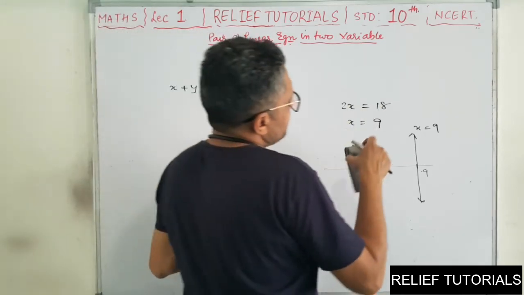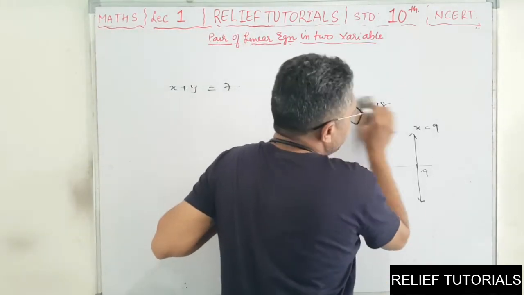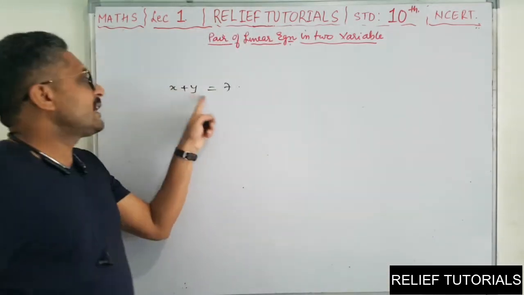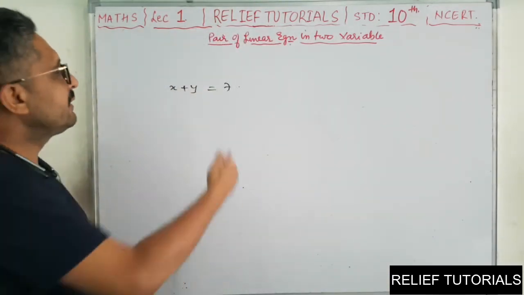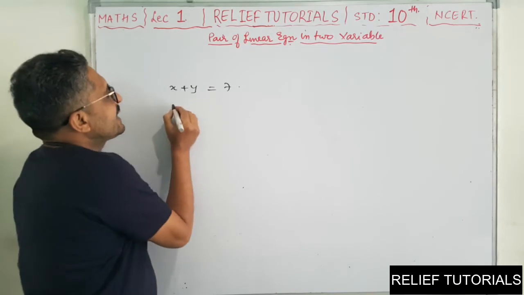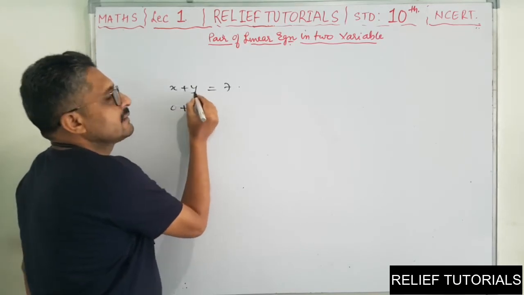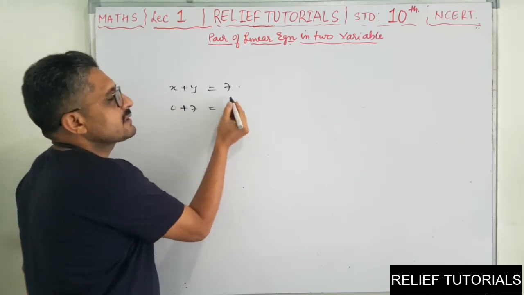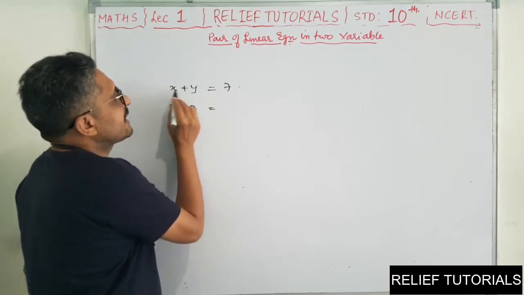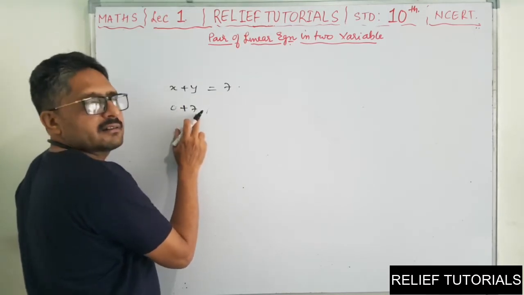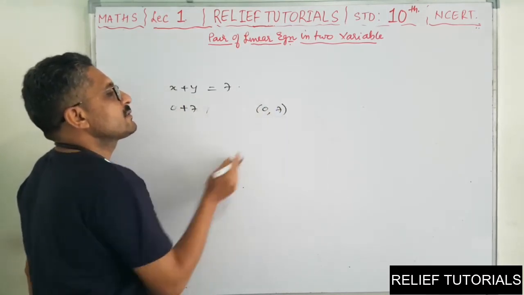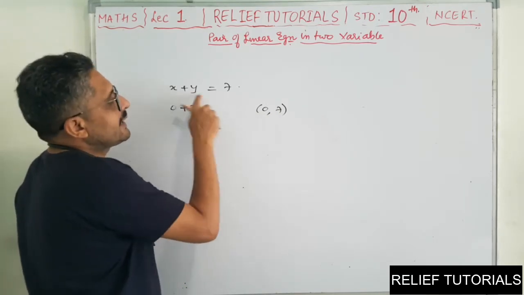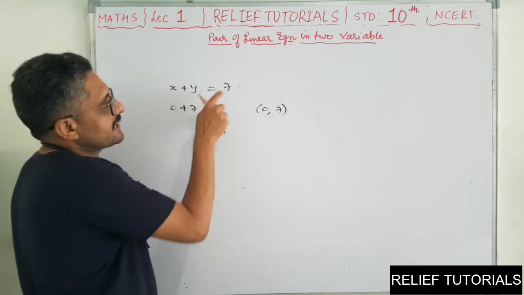So here you can find a solution directly if there is one variable. But in this case, how to find the solution? You will get a series of solutions. See, I can say here, 0 plus 7 equals 7. So 0 and 7 are a solution. 0, 7. So I can say 0, 7 is one solution. x is 0, y is 7. So this is one solution of this equation.